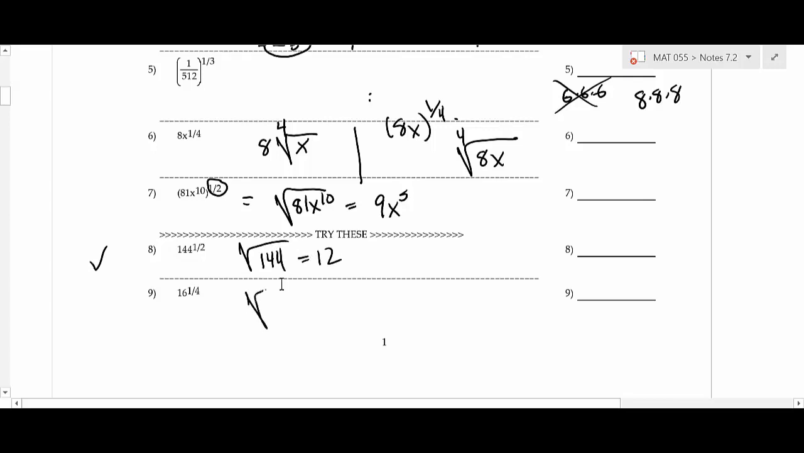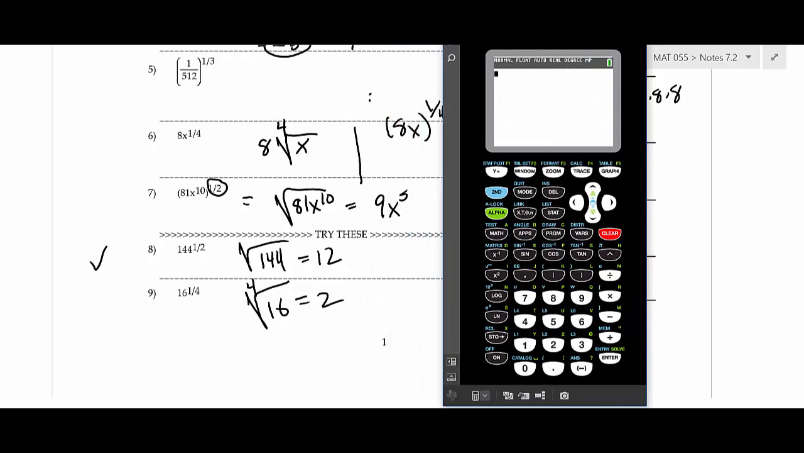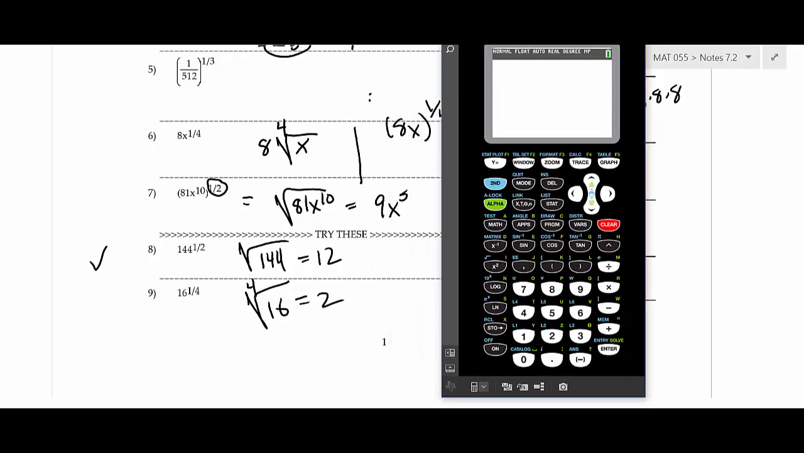Answer is 12. Next one's the 4th root of 16. Answer is 2. Okay. I do want to show you something real quick too. When you're doing your homework, please don't get your calculator out for every problem. You won't learn anything. But it's good to know this.